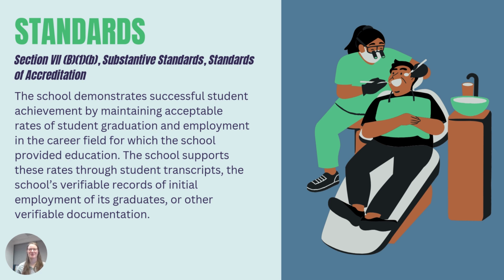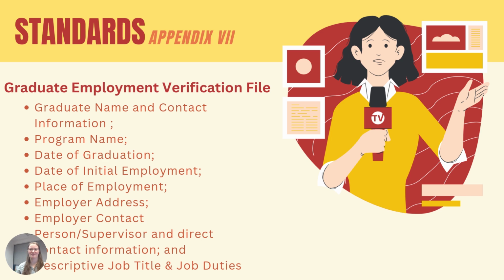Standards state that a school must demonstrate successful student achievement by maintaining acceptable rates of graduation and employment. For a school to demonstrate accurate employment rates, the school must maintain verifiable records of initial employment of their graduates. So, what's in these records? All of this should be present in your graduate's employment verification file. You'll find this in Appendix 7.